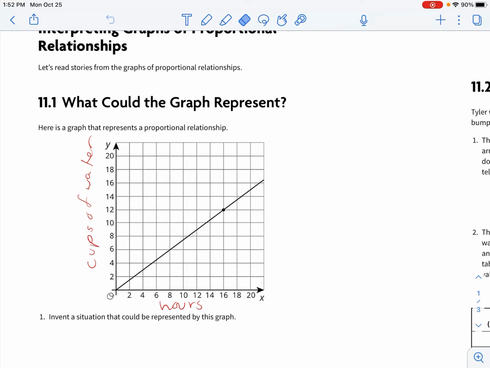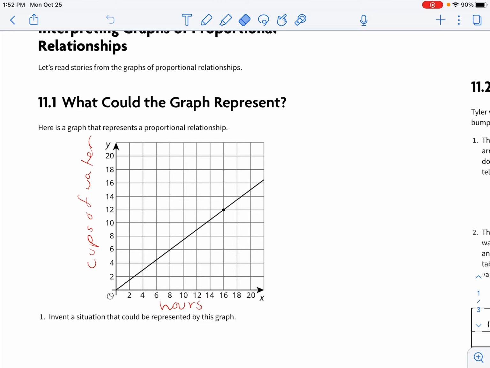All right, we're looking at lesson 11. This one now we're interpreting graphs of proportional relationships. So what can we tell from the graph and points that are plotted on the graph? This first one here just gives us a graph and says, what could this represent? So we get to kind of pick.